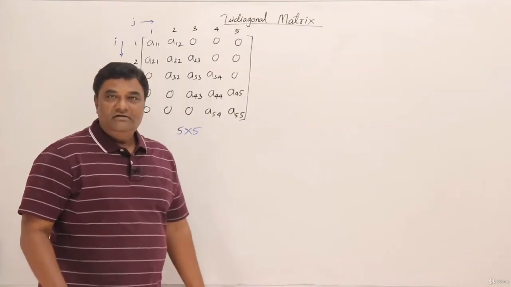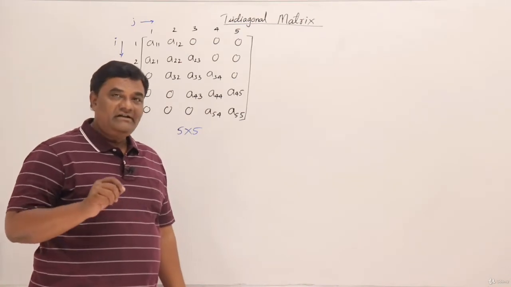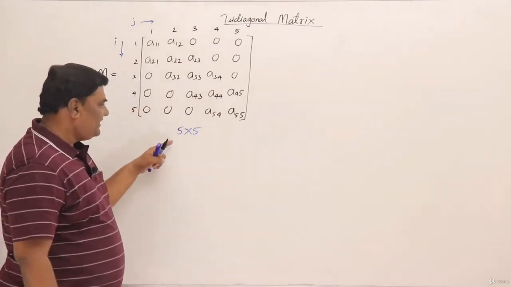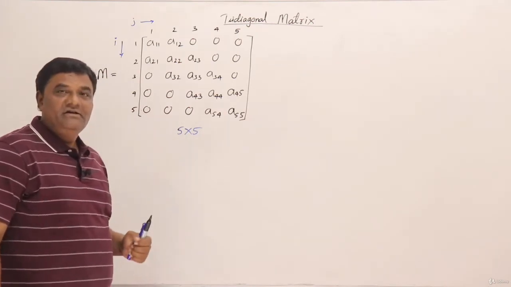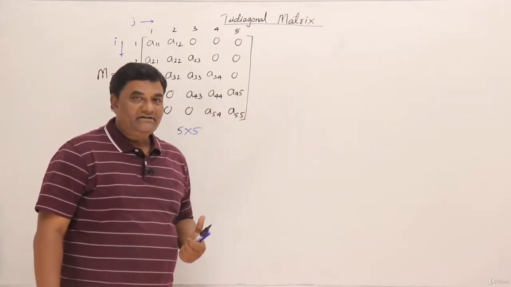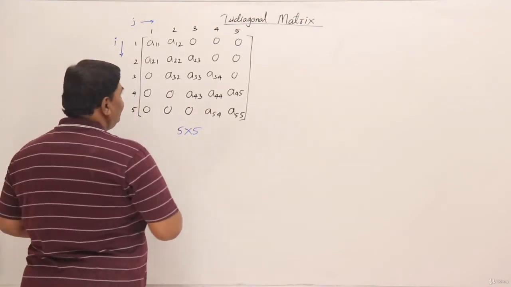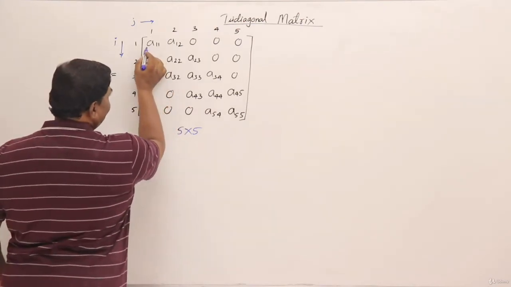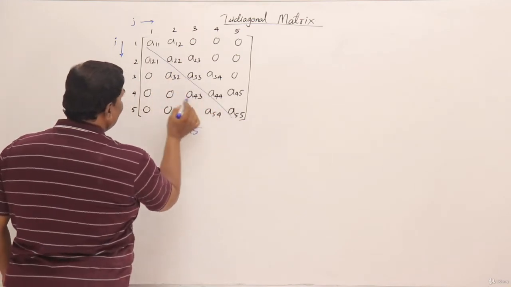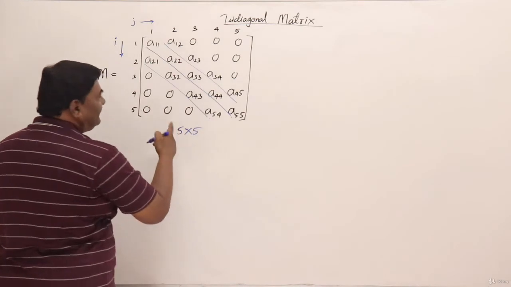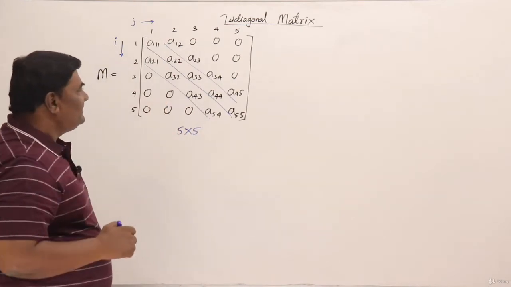Our next topic is tridiagonal matrix. Here I have an example of a 5 cross 5 matrix, and it's a tridiagonal matrix. So what does tridiagonal matrix mean? If you look, there are elements in the main diagonal, then in the lower diagonal, then in the upper diagonal, and the rest of the elements are all zeros.